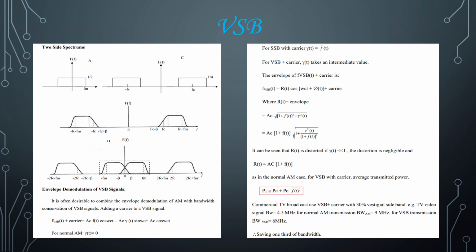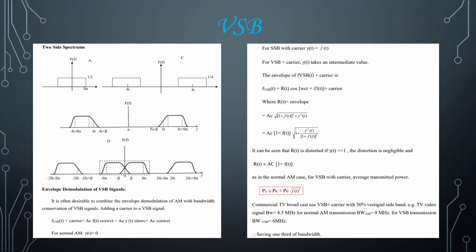The envelope of f VSB of t plus carrier is r of t cos of omega_c t plus phi of t, where r of t, the envelope, equals A_c times the square root of (1 plus f of t) whole squared plus gamma squared of t.